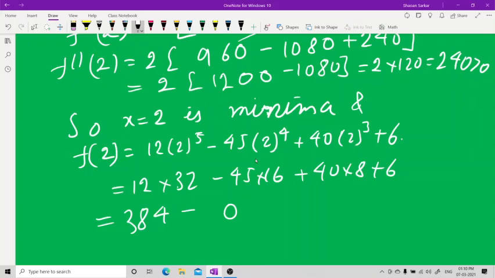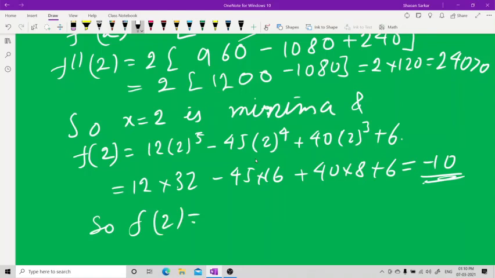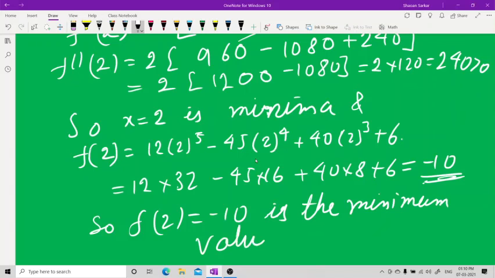If you calculate using a calculator, I'll be giving you the direct answer. I have just written it here, done the calculation. You can do the calculation yourself. This comes out to be around minus 10. So the minimum value is minus 10. So f2 equal to minus 10 is the minimum value. Now you see one thing, I did one thing here.